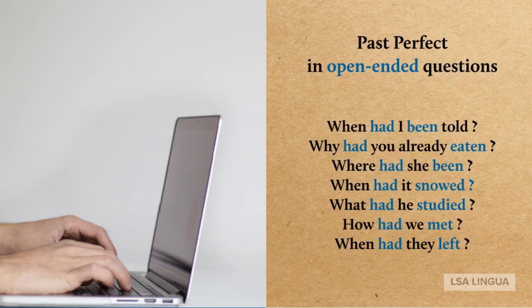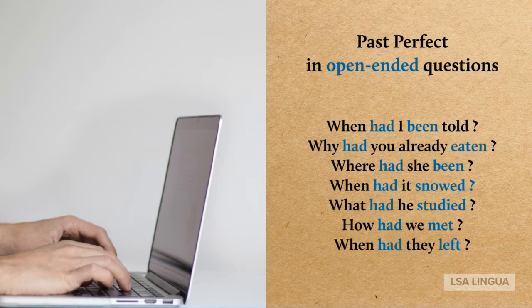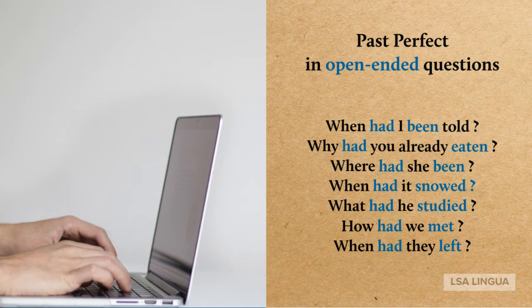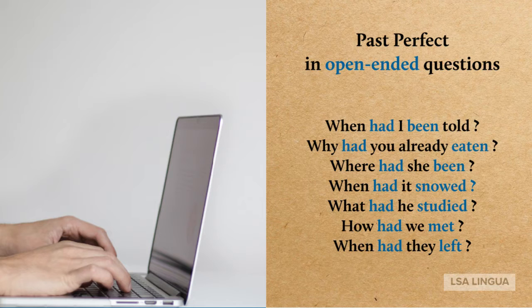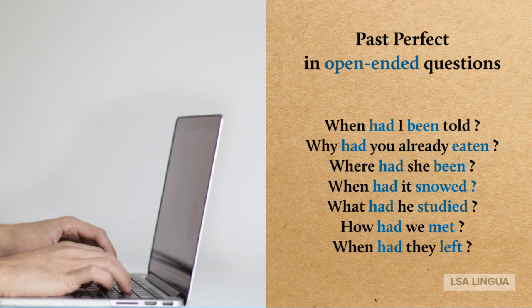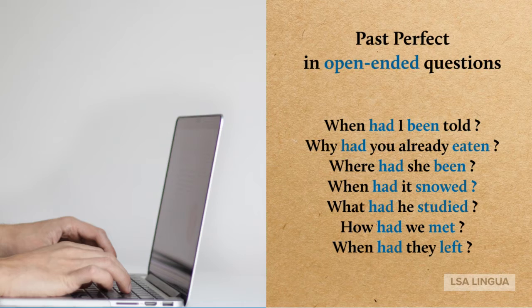The past perfect in open-ended questions. When had I been told? Why had you already eaten? Where had she been? When had it snowed? What had he studied? How had we met? When had they left?